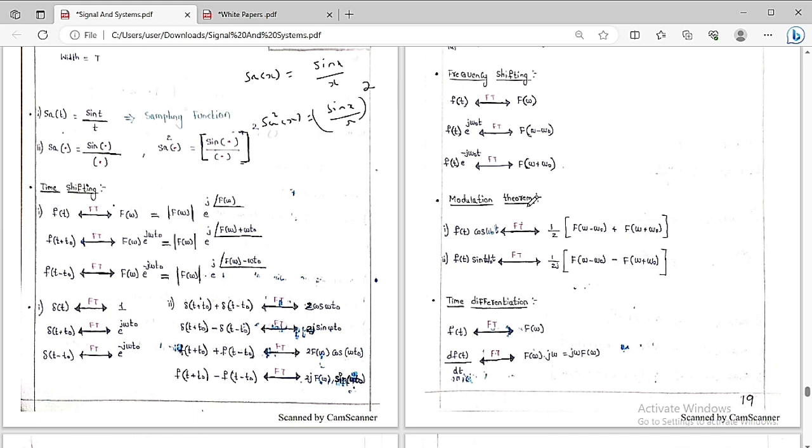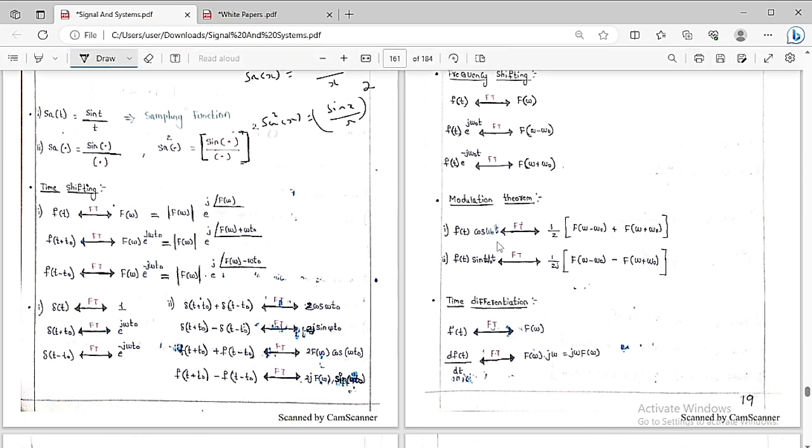The modulation theorem is very simple. For f of t into cos omega naught t, what will be the Fourier transform? Cos omega naught t, just now we have discussed, how can you write it? Cos omega naught t is nothing but e to the power of j omega naught t plus e to the power of minus j omega naught t, divided by 2.